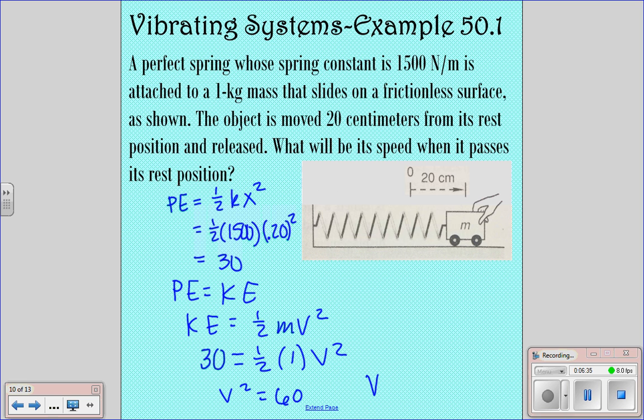So take the square root of that, and your velocity is 7.75, which we only have one sig fig here and here. So our velocity would be 8, and then units, meters per second. So that would be how you would work through that problem. Let's look at another one.